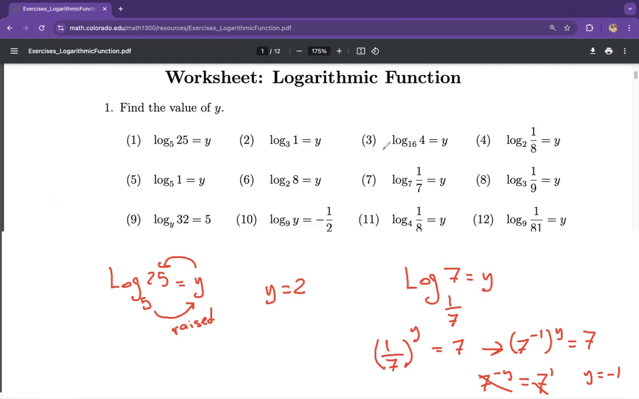Now I'm just going to give you a few questions here. I want you to do number 3, number 4, number 11, number 10, number 5, and number 9. So just do these for me, send me your answers, and then we'll go from there.